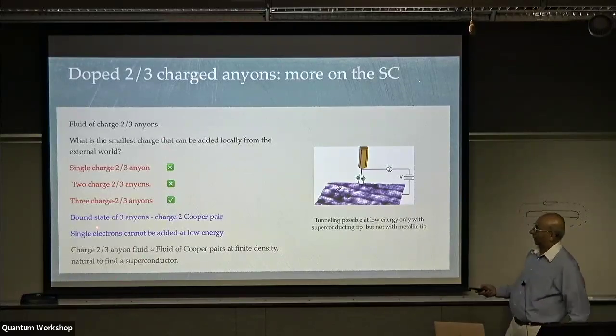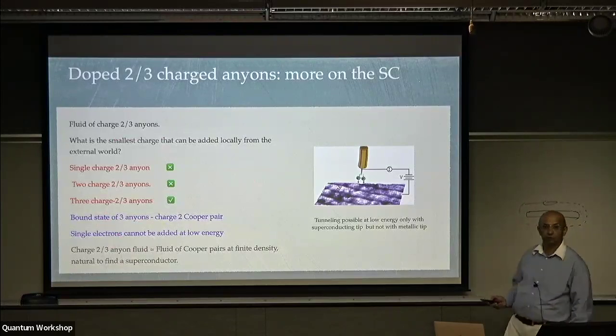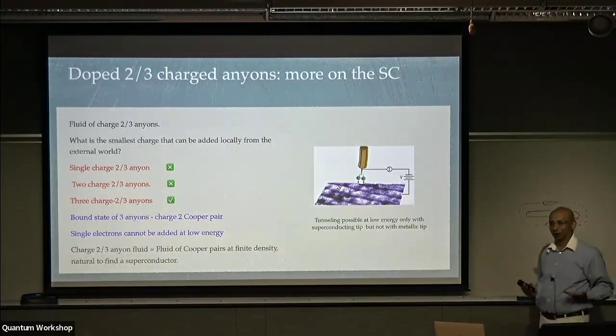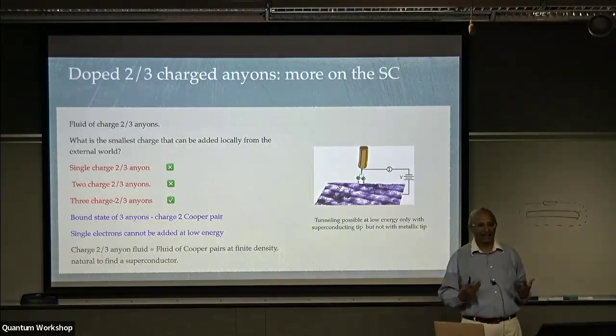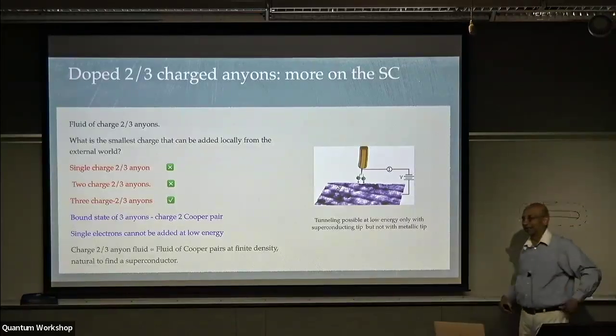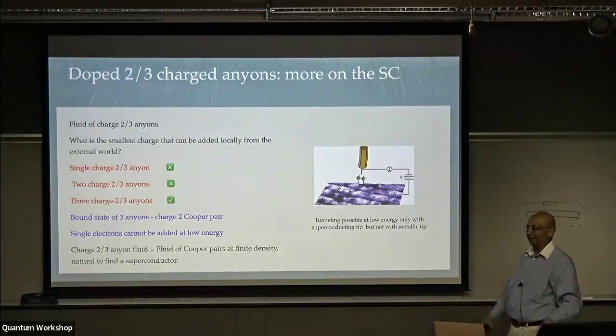So this means that if I try to do a tunneling experiment into this fluid and I come with a metallic tip, I'll always see a gap, right? There's no way I can add an electron. But if I come with a superconducting tip, I'll be able to tunnel Cooper pairs inside. So rather than thinking about it as a fluid of anions, I should really think about it as a fluid of Cooper pairs, which have somehow disintegrated into charge 2/3 anions at some intermediate scale.